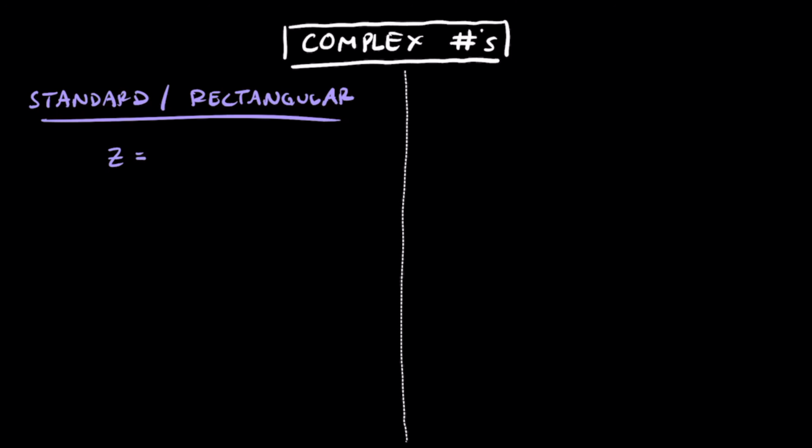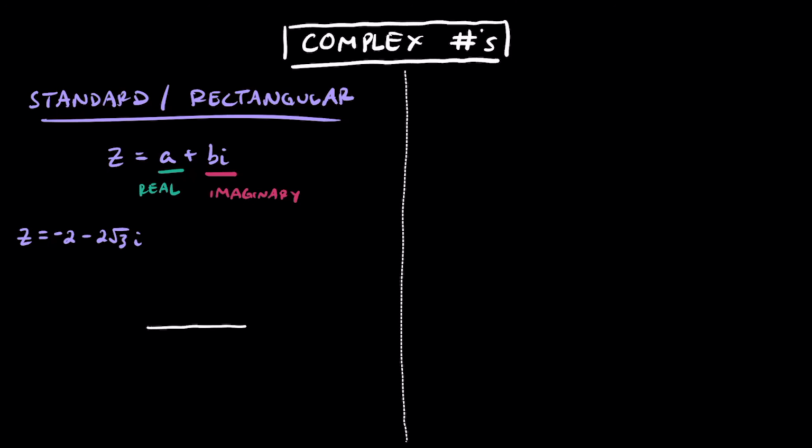In this form, complex numbers are just represented in the form of z is equal to a plus bi. This a here represents the real part of the complex number, and this bi over here represents the imaginary part of the complex number. Let's look at an example real quick. We have z is equal to negative 2 minus 2 root 3i.